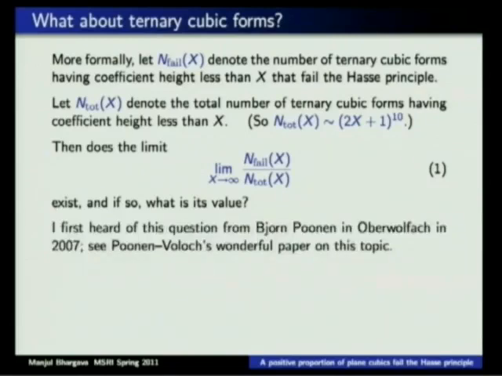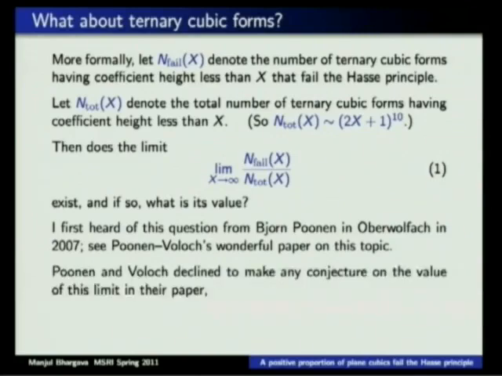I first heard this question from Bjorn Poonen in his Oberwolfach lecture in 2007 at Explicit Methods in Number Theory, organized by Cohen, Lenstra, and Zagier. I mention that because 2 of the 3 organizers are here. Poonen asked this question, which apparently goes back before him, but he had a very nice perspective on it, and Poonen and Voloch have a wonderful paper on this topic in which they discuss what the possible answers could be, although they declined to make any conjecture on the value of this limit.